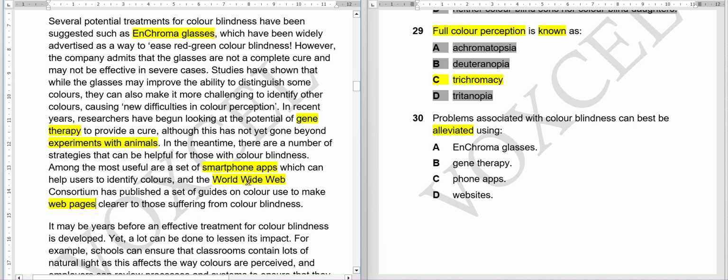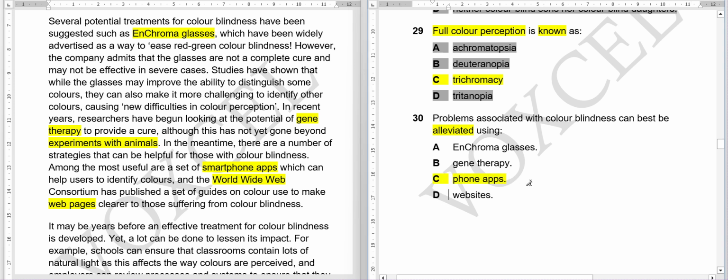Now you have around 10 seconds to tell me the answer to this particular question, and I believe it should be straightforward. Your time starts now. Okay, time's up. I'm going to mark the option now. Which option have you picked? Enchroma glasses, gene therapy, phone apps, or websites? Yes, C, phone apps. Here it is written: smartphone apps, basically phone apps.